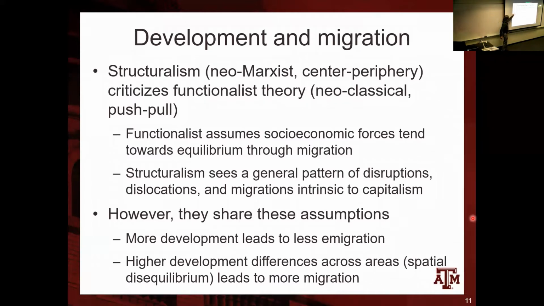So the first one is pretty much saying, it's a more automatic process. Once these people start to move to other areas, they will tend to stabilize in terms of opportunities, and migration will stop. The structuralist says, no, the capitalist society is full of inequality. You will never have this equilibrium. People will keep moving from one area to the other. It's intrinsic to how our society is organized. So they see the migration flows in different ways.